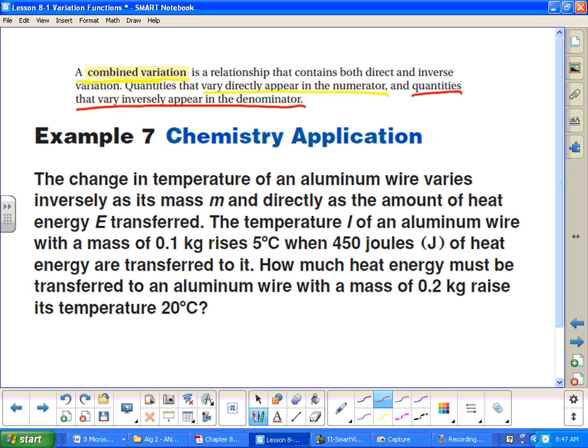So combined variation would look like y equals kx over, oops, over z, excuse me. Over z. Where it varies directly with x, because that's in the numerator, and inversely with z, because that's in the denominator.